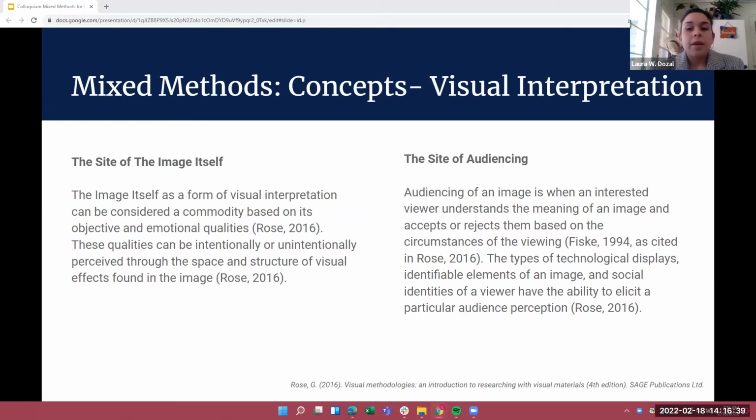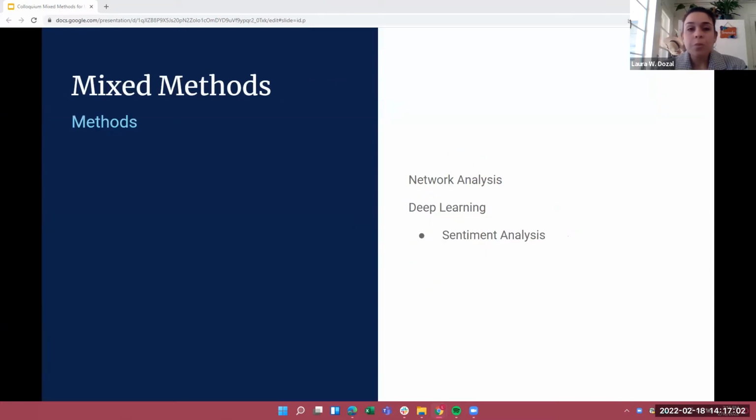image. And the site of audiencing is when an interested viewer understands the meaning of an image and accepts or rejects them based on the circumstances of the viewing. The types of technological displays, identifiable elements of an image, and social identities of a viewer have the ability to elicit a particular audience perception.